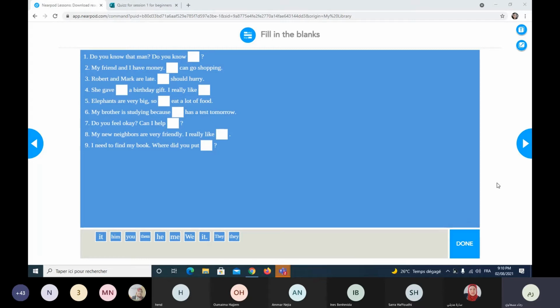Number four, she gave a birthday gift. Okay, I really like the birthday gift. So what are the pronouns? Number five, elephants are very big. So elephants eat a lot of food. What is the pronoun for elephants? My brother is studying because my brother, what is the pronoun, has a test tomorrow. Do you feel okay? Can I help the person I am speaking to? What is the pronoun? Number eight, my new neighbors are very friendly. I really like my neighbors. So what is the pronoun for neighbors?